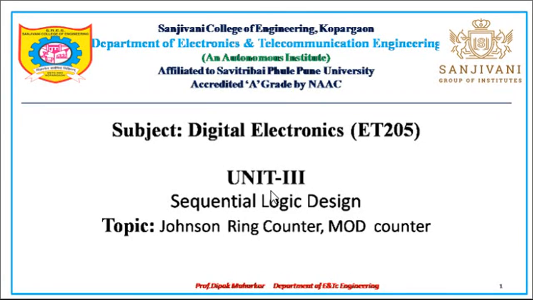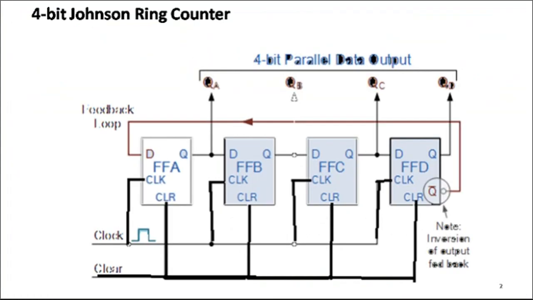Hello student. Today we'll discuss the Johnson ring counter and mod counters. Starting with the diagram, it is a 4-bit Johnson ring counter. If you observe the diagram, flip-flops A, B, C, D, the clock pulse we are providing at the same time. It is a synchronous type of flip-flop. We are using D type flip-flops.